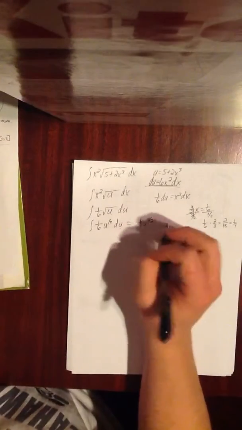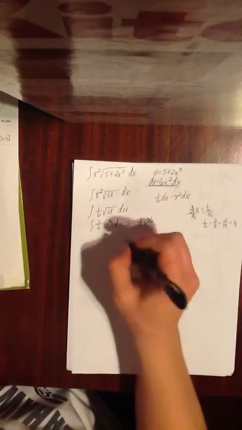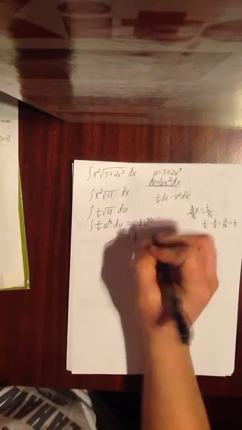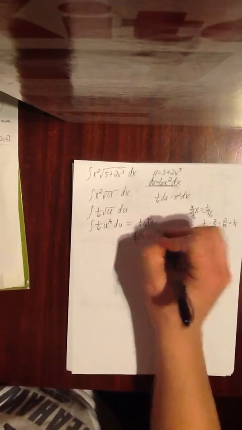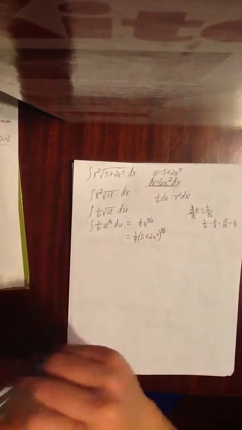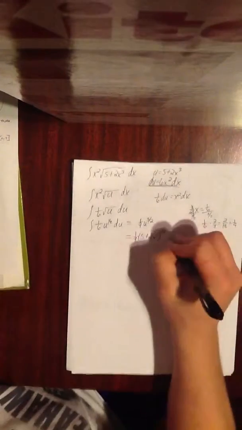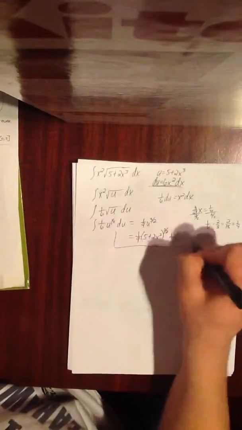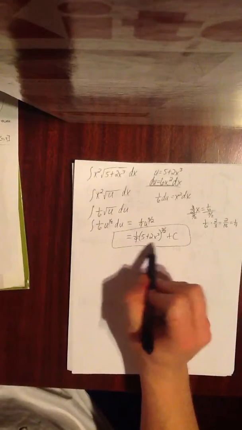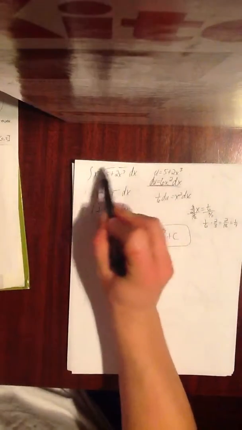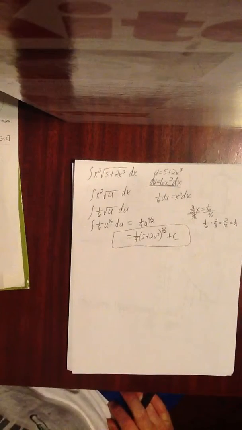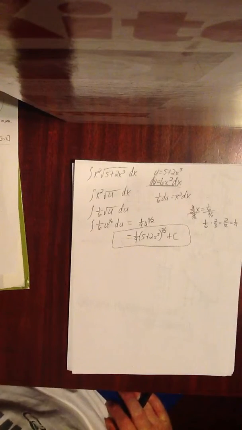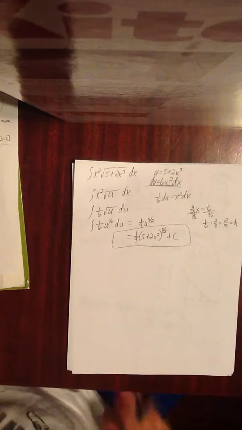So now, all I have to do is plug u back in. So I'm at 1/9 times u, which is 5 plus 2x to the 3rd, all to the 3/2. And I'm forgetting my plus c. So there is the integral of that. And if you wanted to check your work, you could take the derivative of this, and you should end up with this. I'm not going to do that now. Alright? Told you this gets harder. Fun stuff right here.